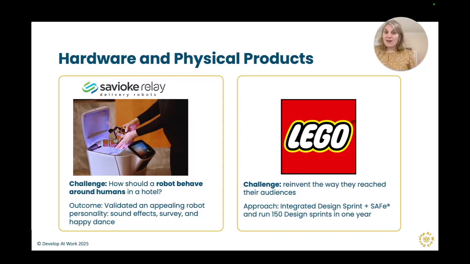And Lego wanted to really reinvent the way they were reaching their audiences. And in a year, they ran 150 design sprints. And there are many other use cases.